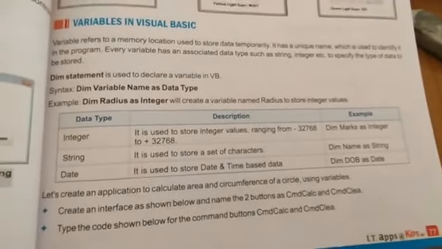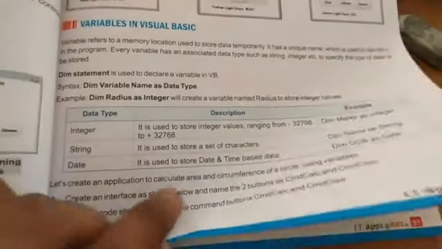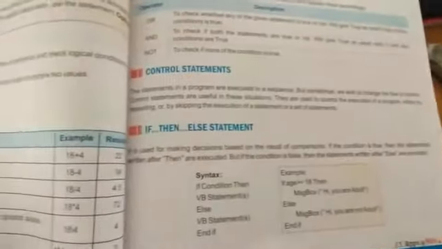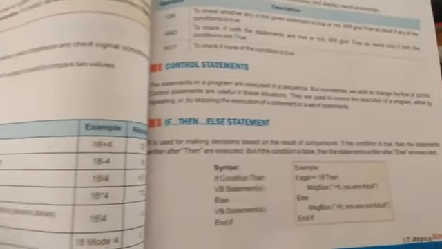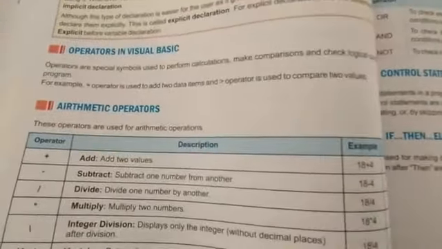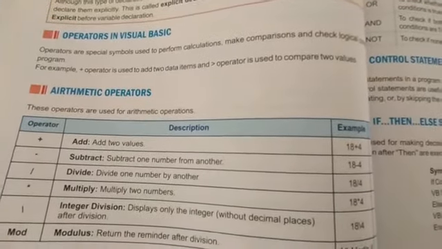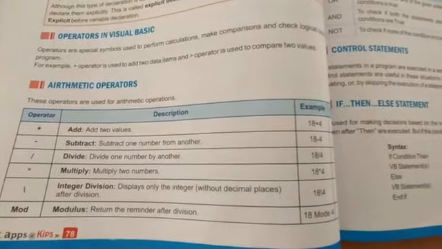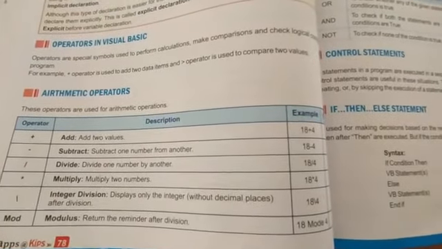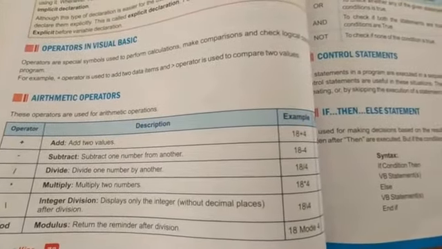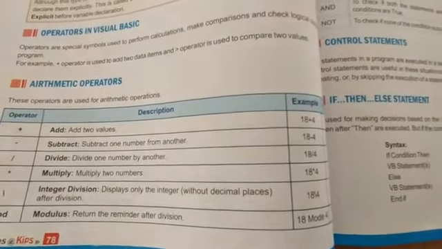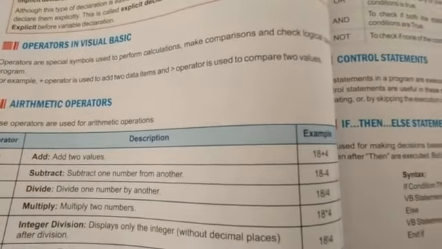Okay. So for now this is okay. In our next class we will understand about operators in Visual Basic. Okay, what kind of operators we can use. So you can know that there are some kinds of operators like arithmetic operators, relational operators, logical operators, that we will understand in our next class.